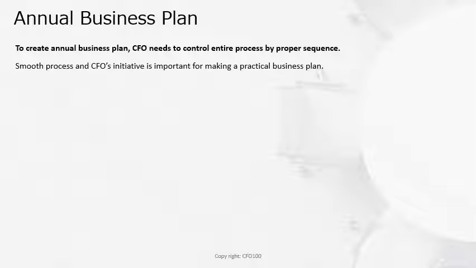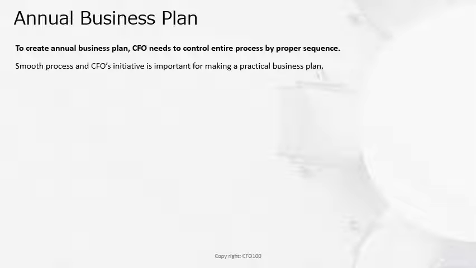First, we need to consider what the process of making an annual business plan is and how to manage the entire process. The contents of the business plan are the most important thing, but the CFO needs to take care of the sequence of making a business plan because the CFO should take the initiative on it.